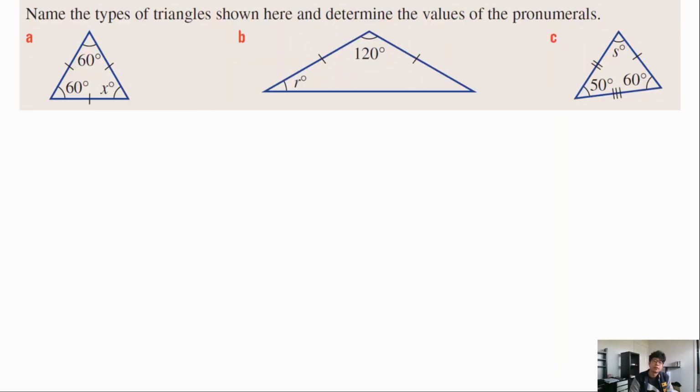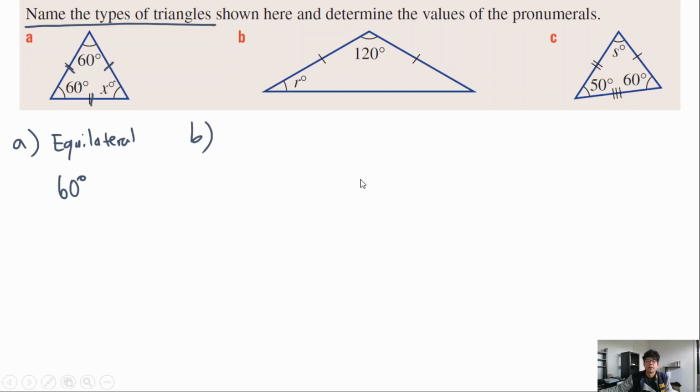Alright, now moving on, let's have a go at a couple of example questions. So name the triangles shown here and determine the values of the pronumerals. So step one is to name the types of triangles. This one, notice how it says all the sides are the same. That means it is an equilateral triangle. And equilateral triangles have all the same angles, so that means that angle is also 60 degrees. The other way we could have found that out is it's going to equal 180 when you add them all together. So the only way to get a total of 180 is to do 60 plus 60 plus 60.